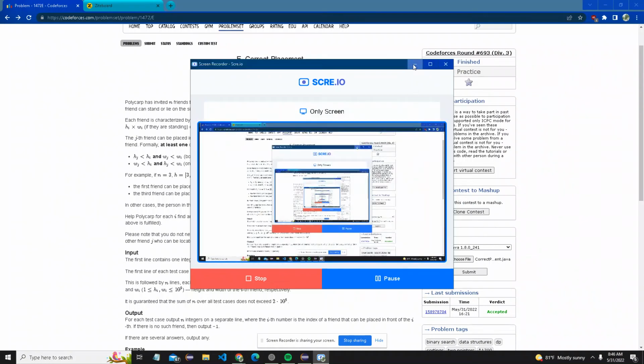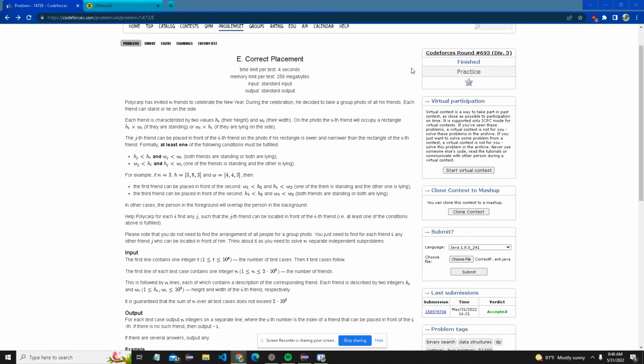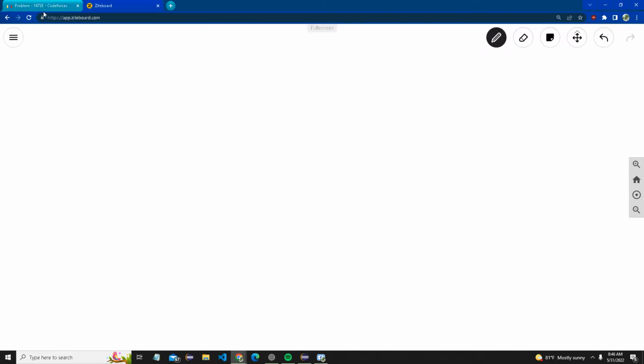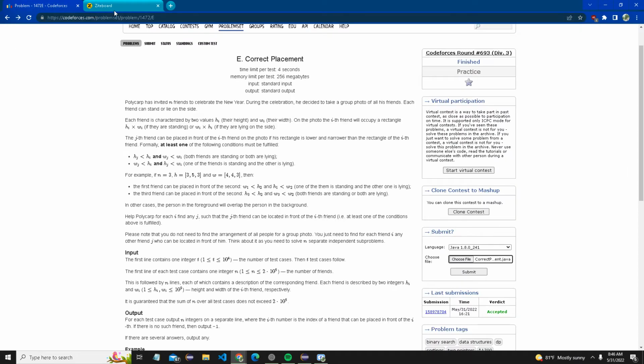I'm going to be explaining a problem that I really liked called correct placement. It's a really nice problem. So just read the problem and then we'll get to it. Essentially, what you're trying to do, in a nutshell, assuming you've already read the problem, pause it.